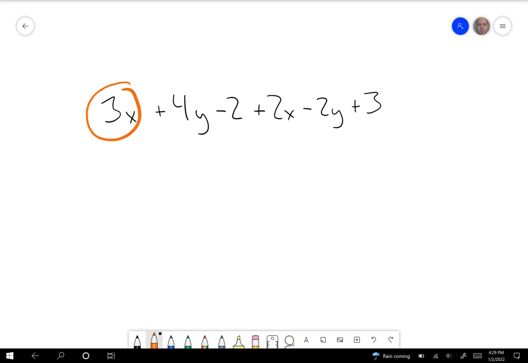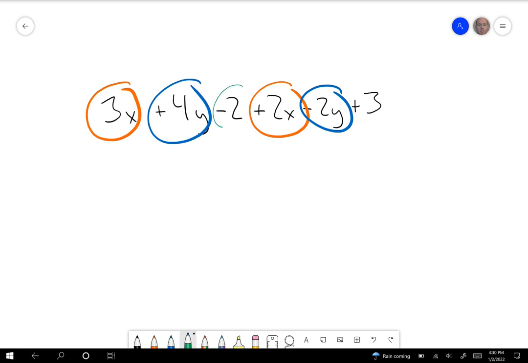The teacher looked for the terms in the expression that were like. For example, 3x and 2x both have a variable of x. 4y and negative 2y both have a variable of y. And the constants, well, they don't have a variable at all.